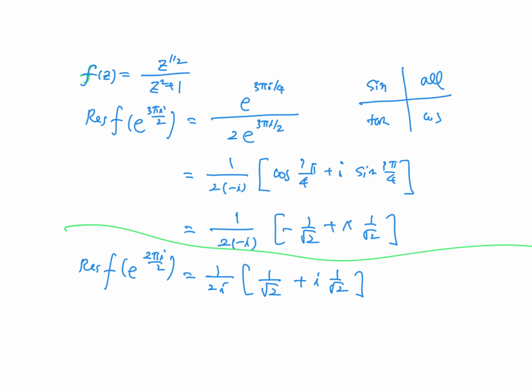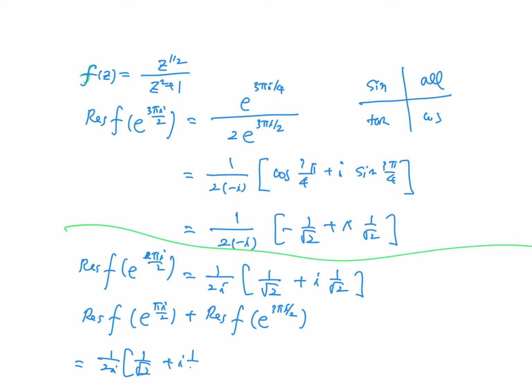So if we add them together, what happens? Residue f at exponential I pi over 2 plus residue f at exponential 3 pi I over 2 is 1 over 2I times 1 over square root of 2 plus I over square root of 2, plus 1 over minus 2I times minus 1 over square root of 2 plus I over square root of 2, and this cancels each other, right, because of the sign, and this becomes 2I over square root of 2.